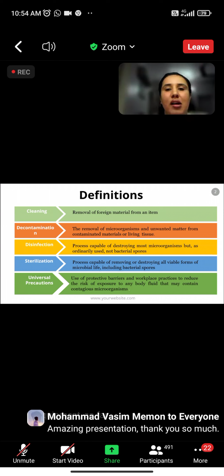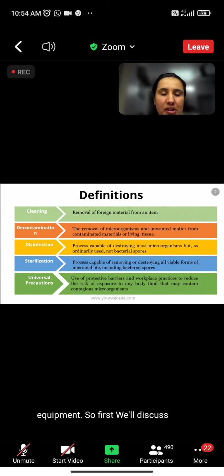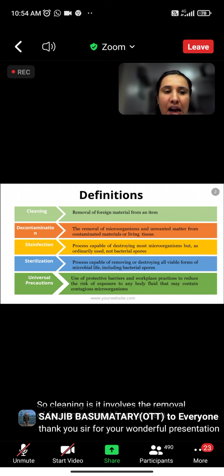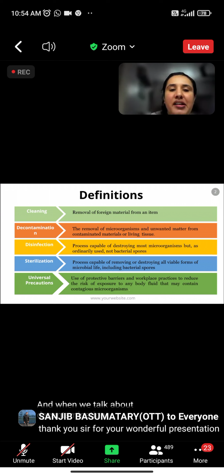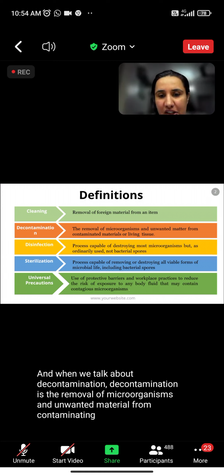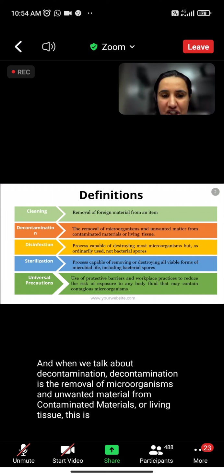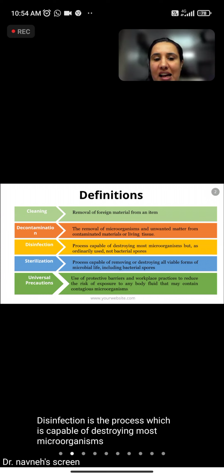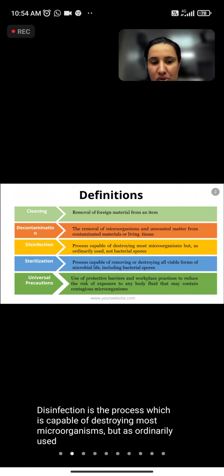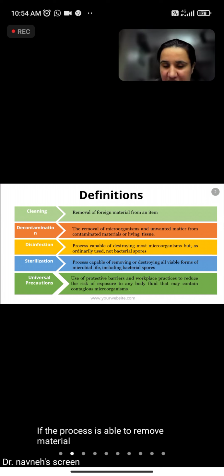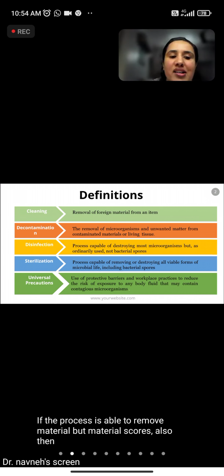So first we'll discuss the most common definitions. Cleaning involves the removal of foreign material from an item. Decontamination is the removal of microorganisms and unwanted material from contaminated materials or living tissue. Disinfection is the process which is capable of destroying most microorganisms, but as ordinarily used, not bacterial spores. If the process is able to remove bacterial spores also, then it is called sterilization.